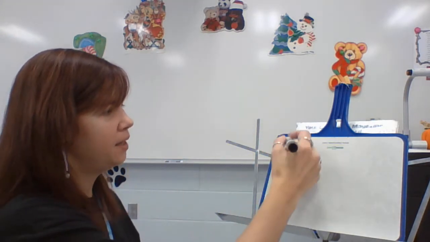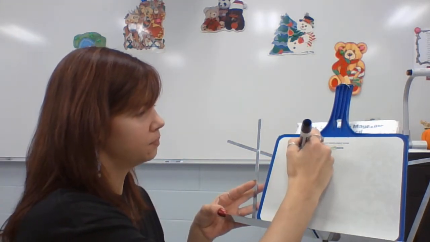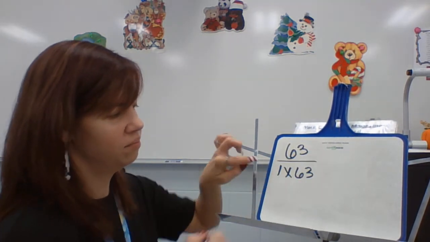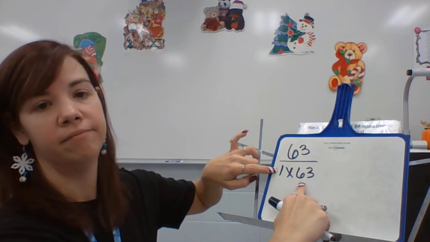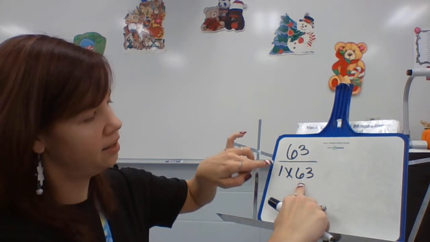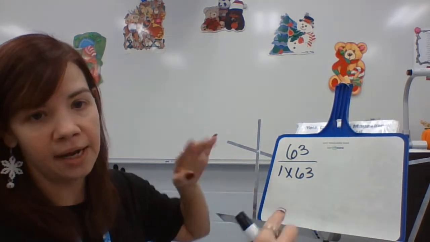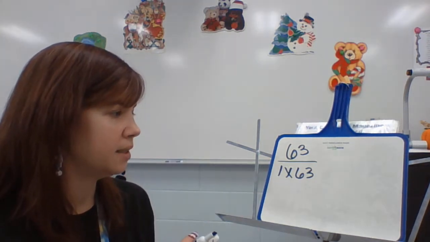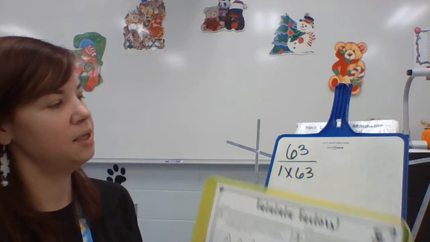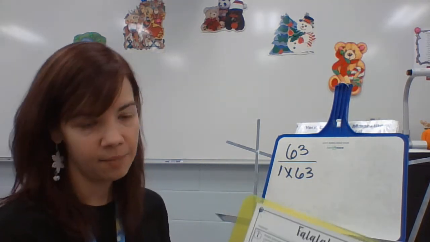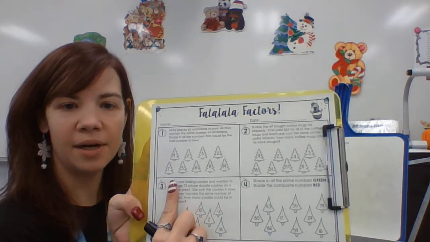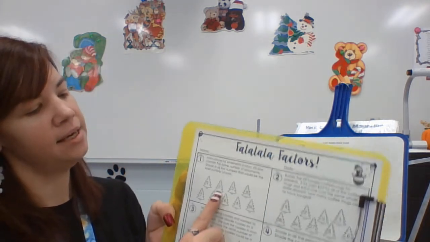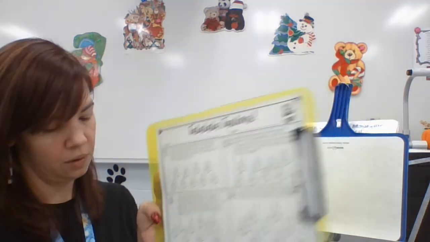Okay, so they give us a big number, 63. I always start with the smallest and the biggest, and I'll go down the line. This gets bigger, this gets smaller as you go down the line, and I'll show you what I mean as we go through this. Well, 1 times 63, and you learned this yesterday, that identity property, 1 is not listed on here because it's not considered to be a factor.